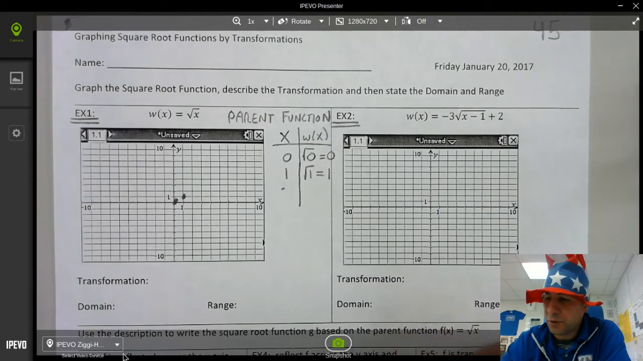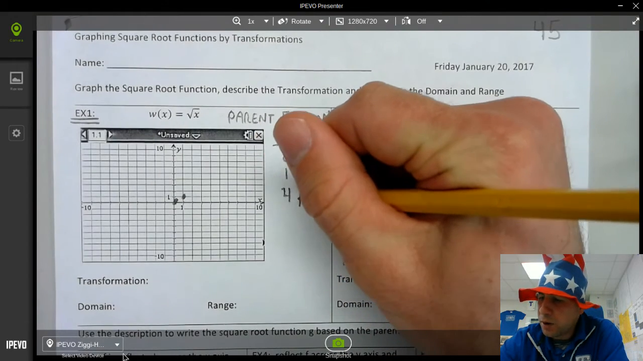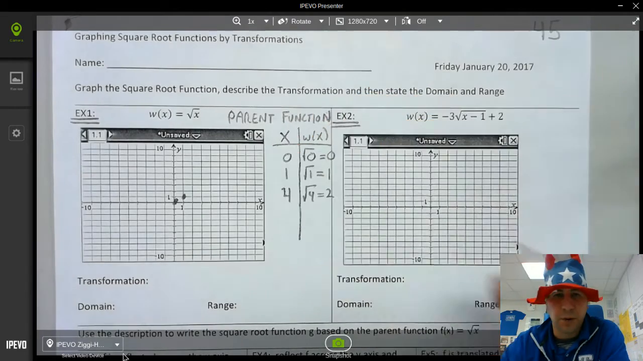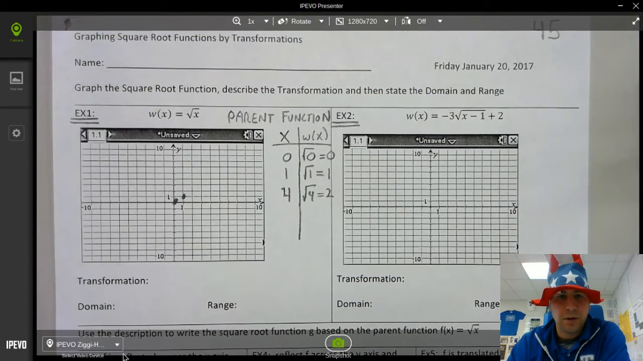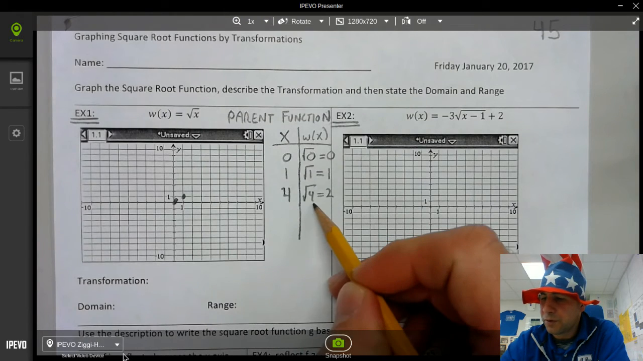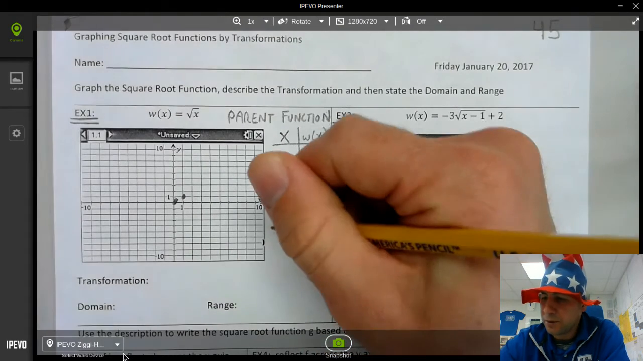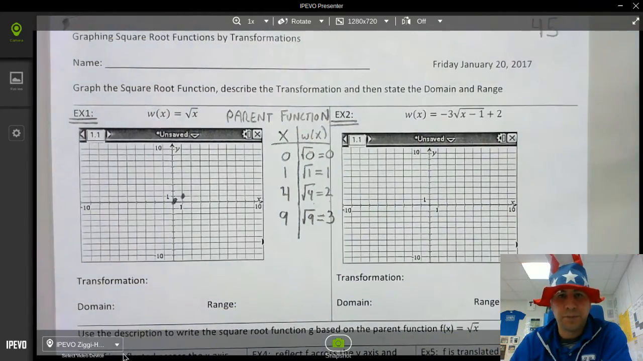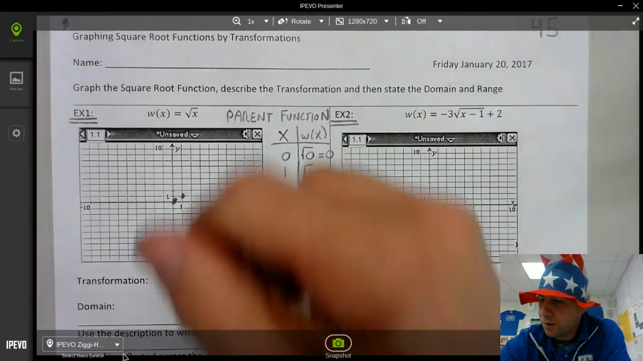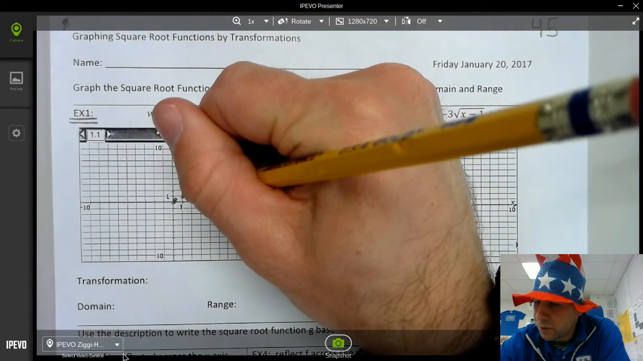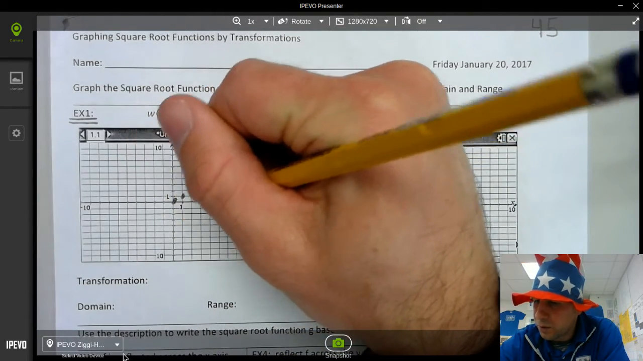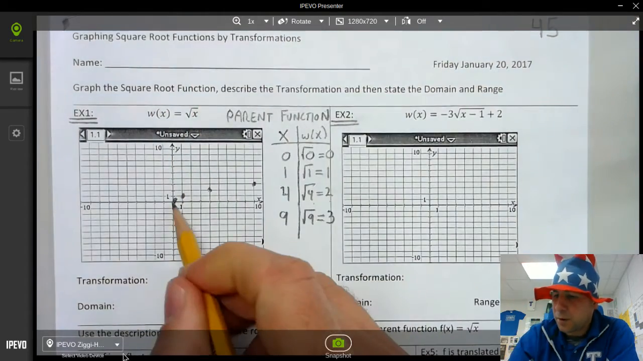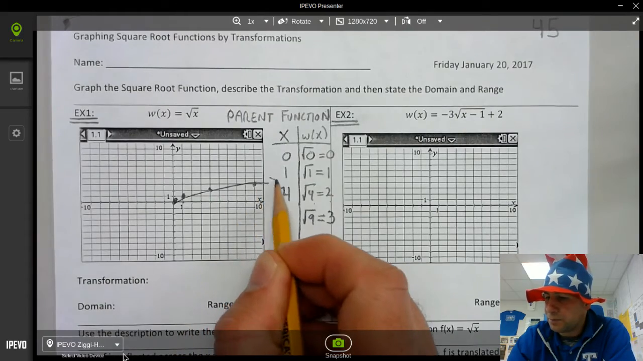All right, so I'm hoping that you see that we're going to go to 4 because the square root of 4 is 2. And then we're going to skip for the same reason that the square root of 5 doesn't work evenly. Square root of 6, 7, 8. So we're going to go to 9. So the square root of 9 equals 3. So we have the points 0, 0, 1, 1, 4, 2, and 9, 3. So this is the square root parent function.